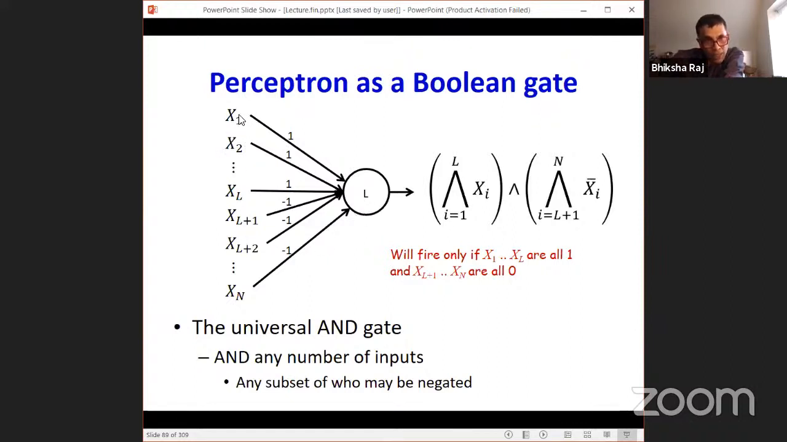But then if I flip any of the first L inputs, the total input is going to become less than L.